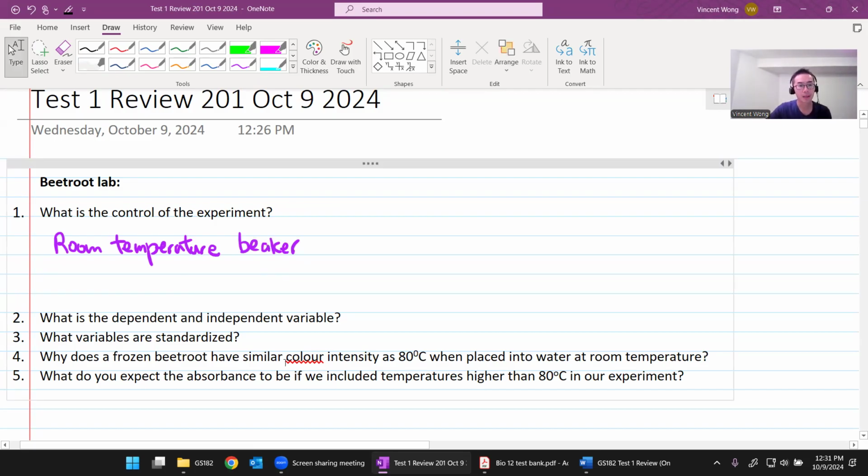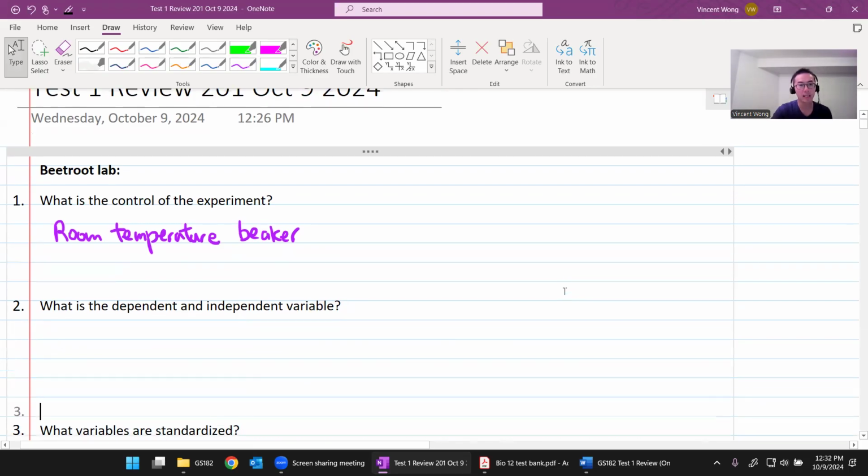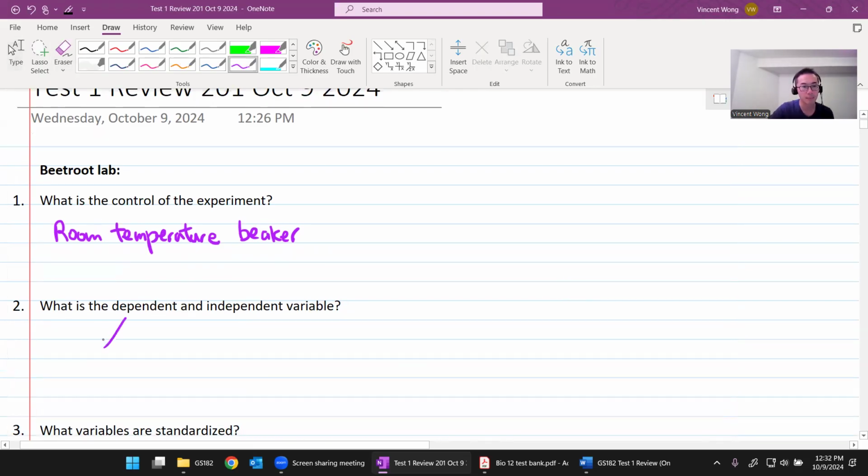Okay. What is the dependent and independent variable? So the dependent variable is the one we are observing or measuring, which would be the color intensity. Okay, and that is an indication of membrane permeability.